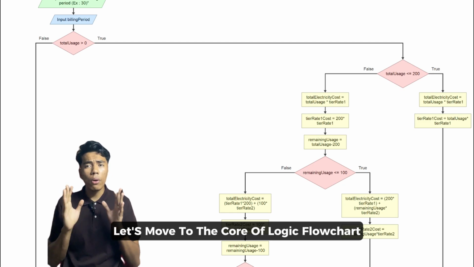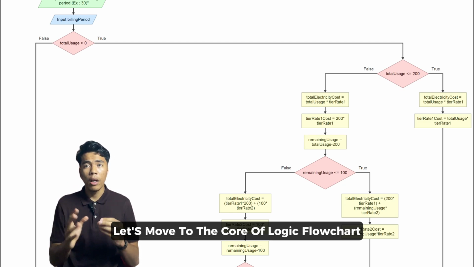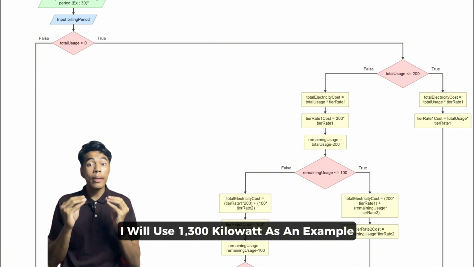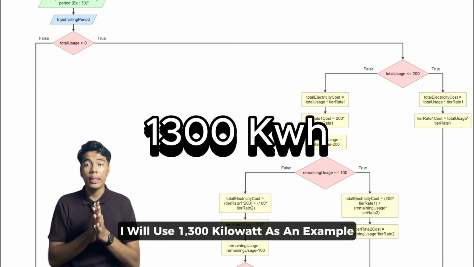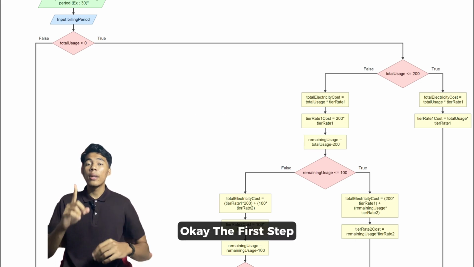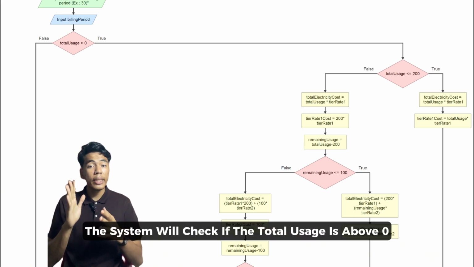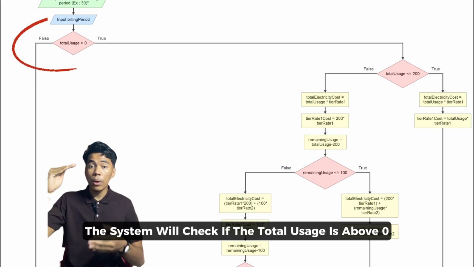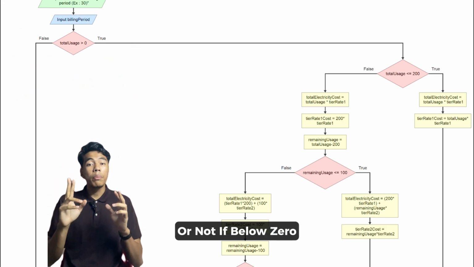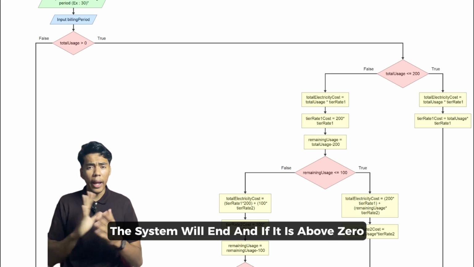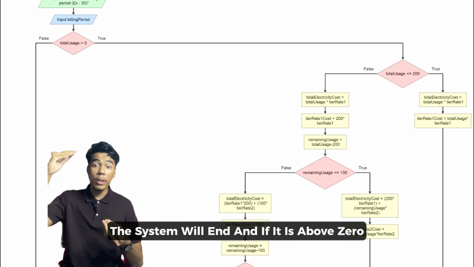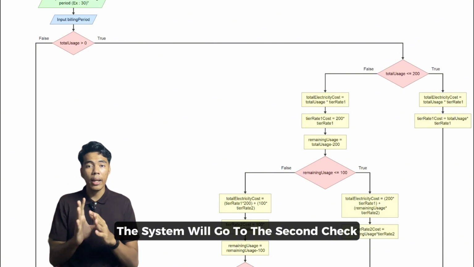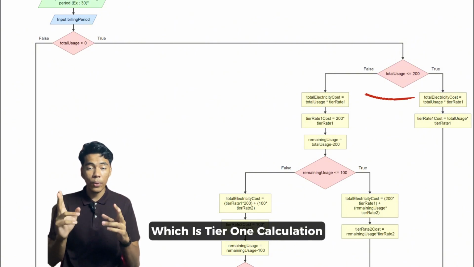Let's move to the core logic of the flowchart. For this example, I will use 1300 kilowatt as an example. Okay, the first step, the system will check if the total usage is above 0 or not. If below 0, the system will end, and if it is above 0, the system will go to the second check, which is tier 1 calculation.